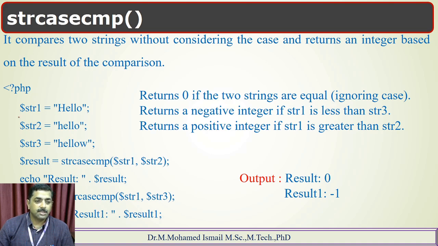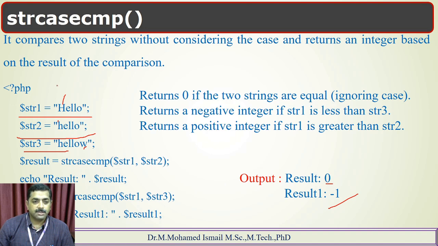In that example I have taken 3 strings, string 1, string 2 and string 3. So I am comparing string 1 and string 2, and both are equal. Here one is uppercase and one is lowercase, but it is case insensitive. So ignoring case, both are equal, so the result is 0. Similarly, I am comparing string 1 and string 3. String 1 is less than string 3, because I have added some values, W, so it gives a negative number.